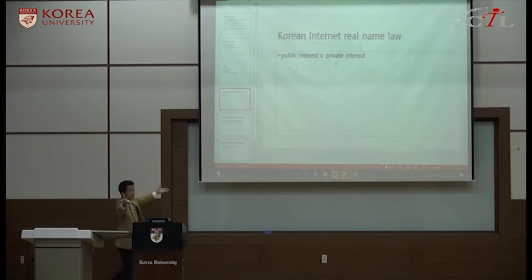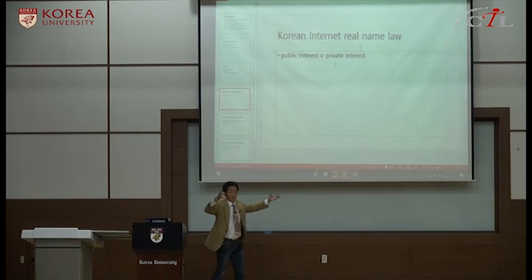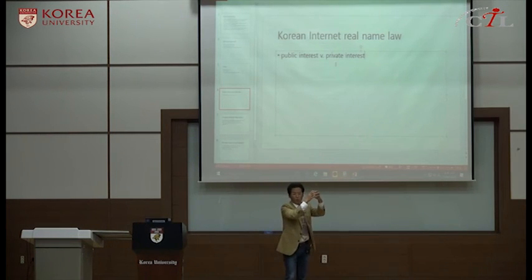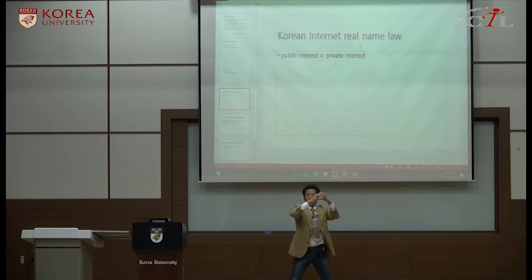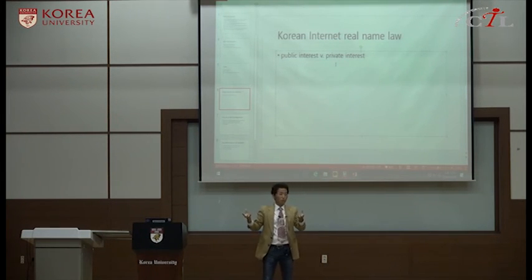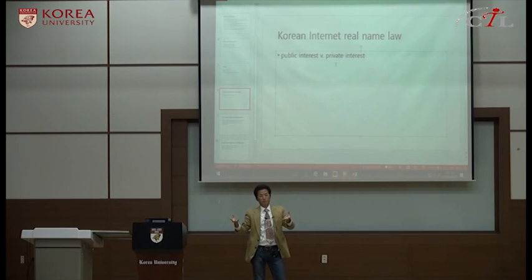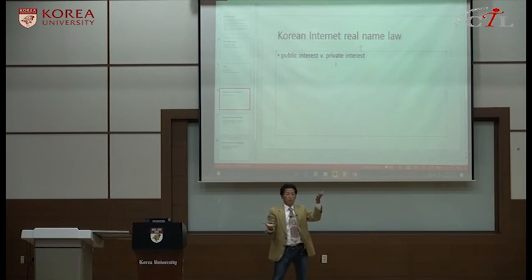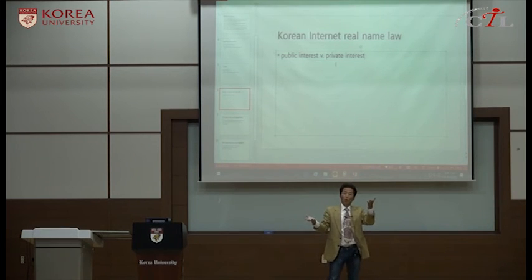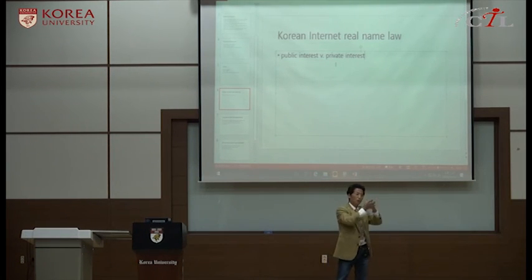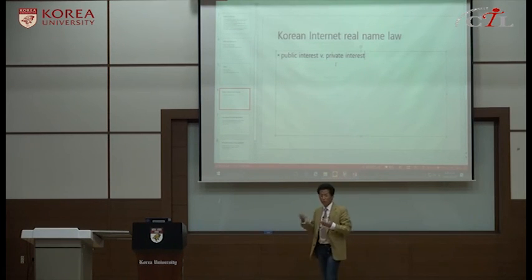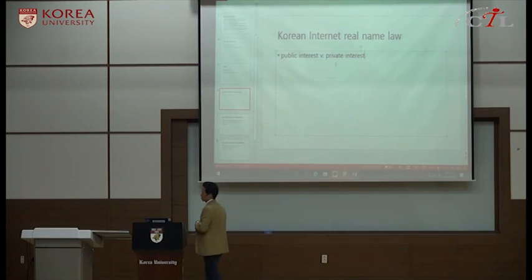So, the public interest achieved by the real name law is small, right? So it doesn't achieve much public good. But the private interest destroyed by the real name law is great. Therefore, the law is an excessive restriction on people's freedom compared to what it achieves for the society. Therefore, the law was unconstitutional. That was the structure of the Internet real name law case.